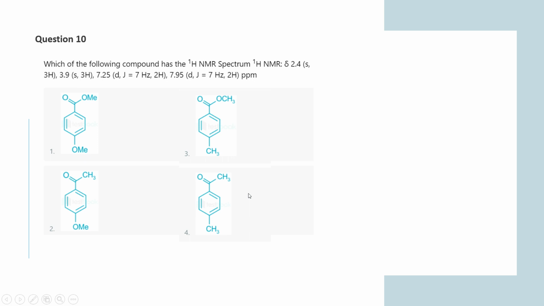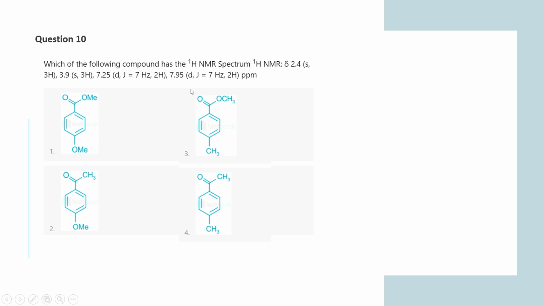Next question, this is also similar to question number 8 which we solved, okay? But this one is actually 1H NMR spectroscopy. But similarly, if you know and understand how the chemical shift values appear for different protons and carbons, you can easily tell how the structure should be elucidated. Okay, so let us try to solve this question. Which of the following compounds has the 1H NMR spectrum: 2.4 singlet 3 hydrogens, 3.9 singlet 3 hydrogens, 7.25 doublet 2 hydrogens with a coupling value 7 Hz, and 7.95 doublet 2 hydrogens with a coupling value 7 Hz.